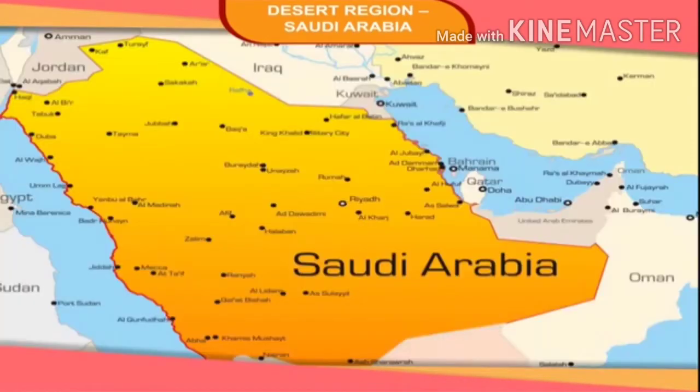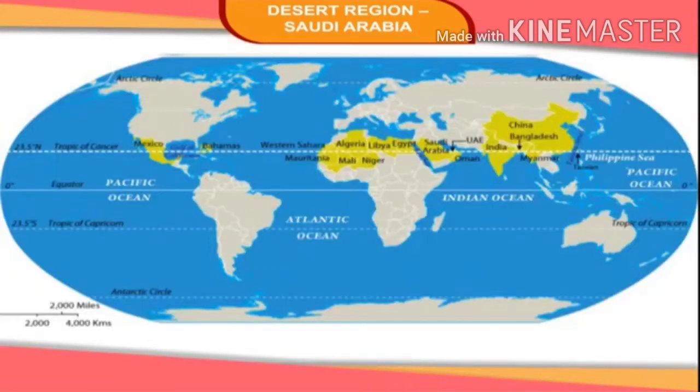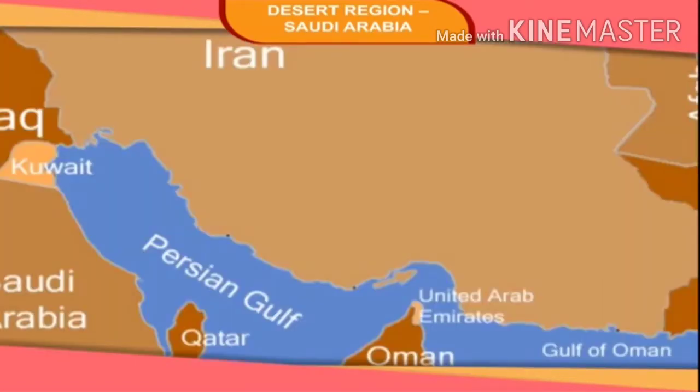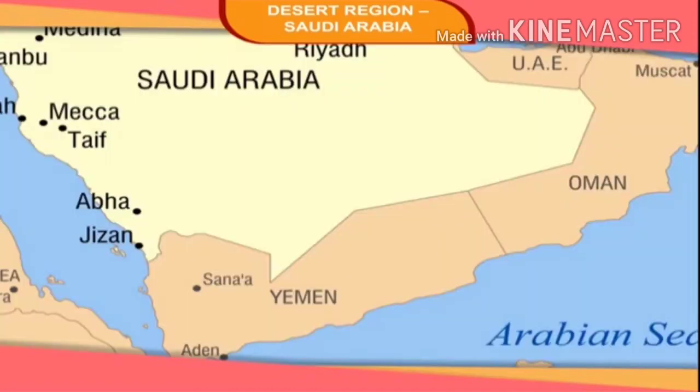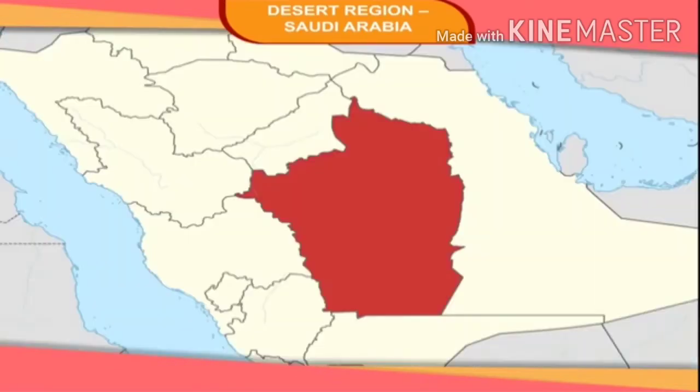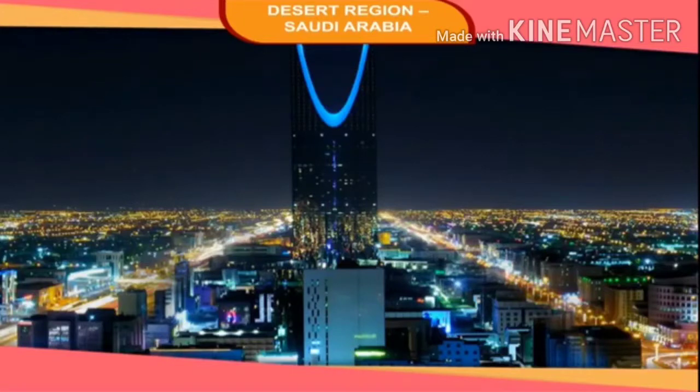Land features. Saudi Arabia is the main country of the Arabian Peninsula. The Tropic of Cancer passes through it. Saudi Arabia is bounded by Jordan, Iraq and Kuwait on the north. On the east, it is bounded by the Persian Gulf, Qatar and the United Arab Emirates and Oman. On the south and southwest, it is bounded by Yemen. On the west, Saudi Arabia is bounded by the Red Sea and the Gulf of Aqaba. Saudi Arabia has an area of about 22,50,000 square kilometers.